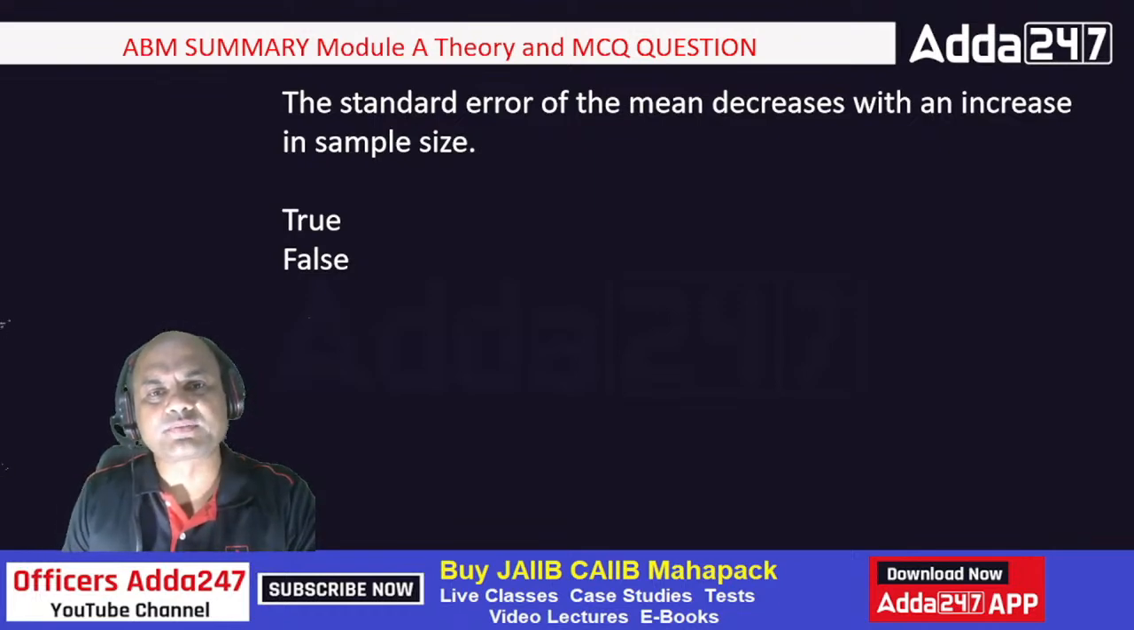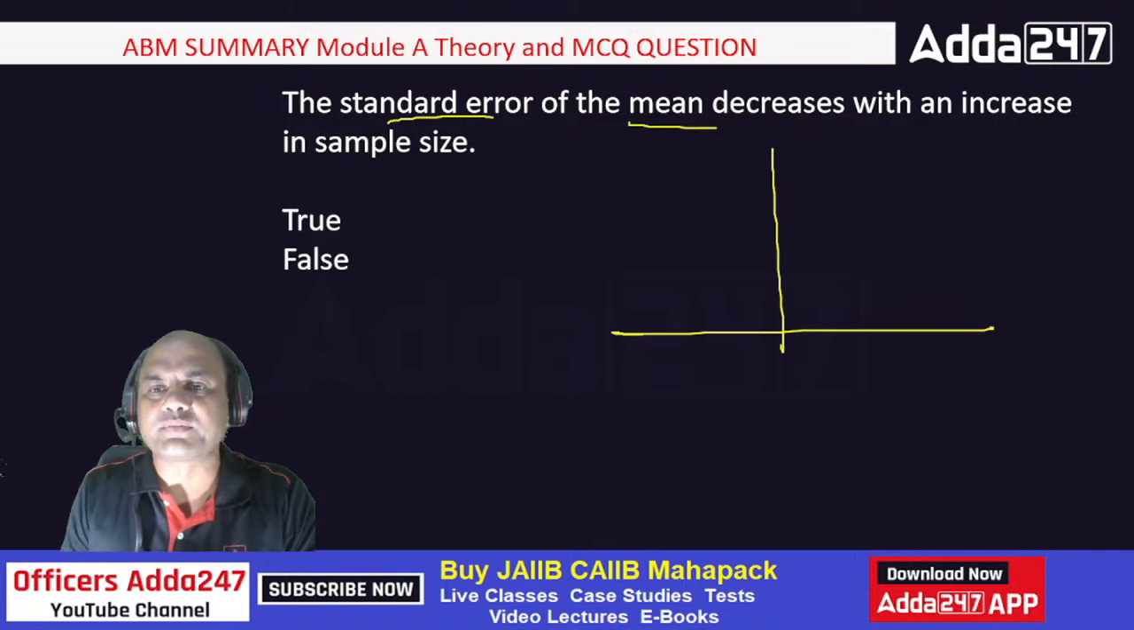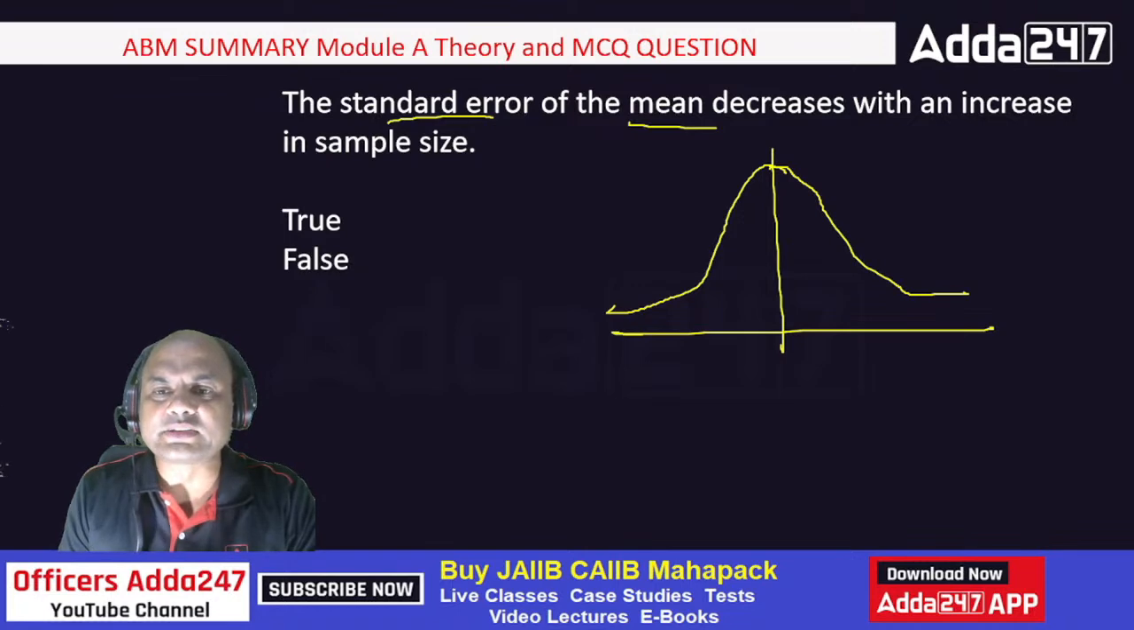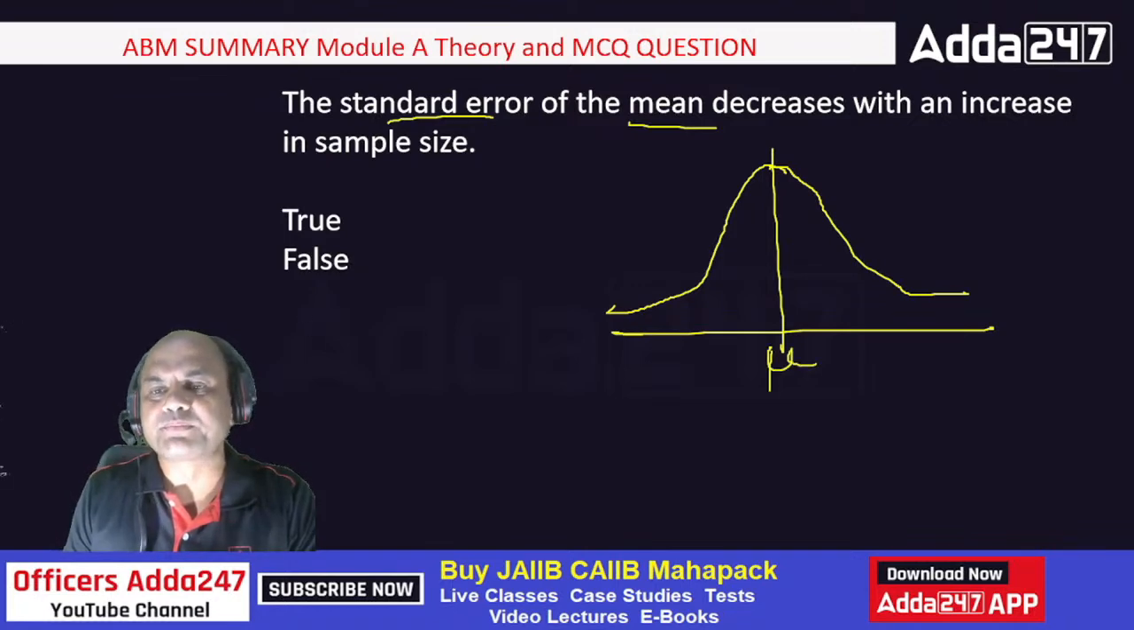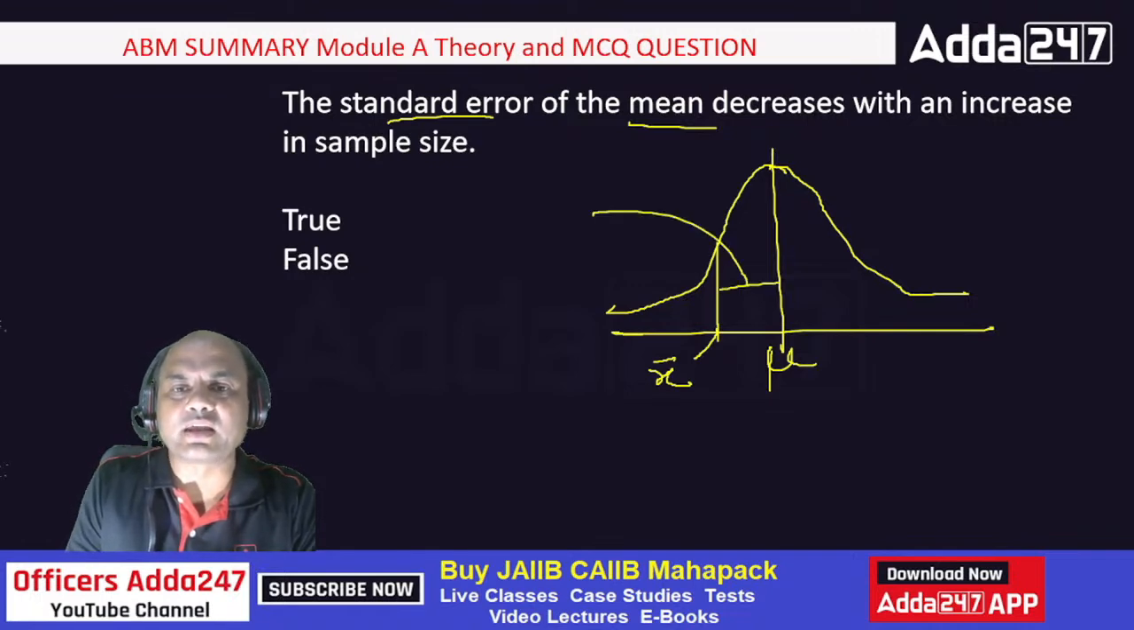Got it? The standard error of a mean decreases with increasing sample size. Is it true or false? So what does standard error of a mean mean? What is standard error? See this. Let me draw this curve again. In this curve, this is known as the population mean, mu. When I take the samples and draw the sample mean, this is known as the sample mean, x bar. And this gap is known as the standard error.